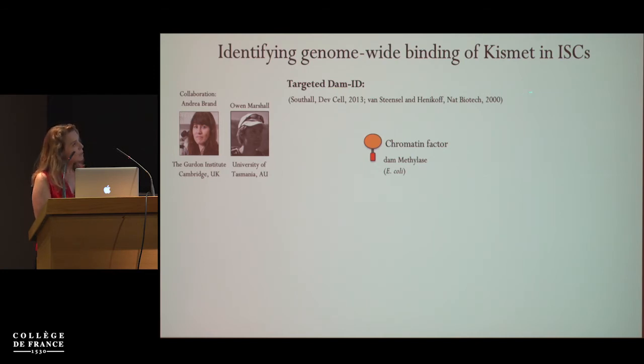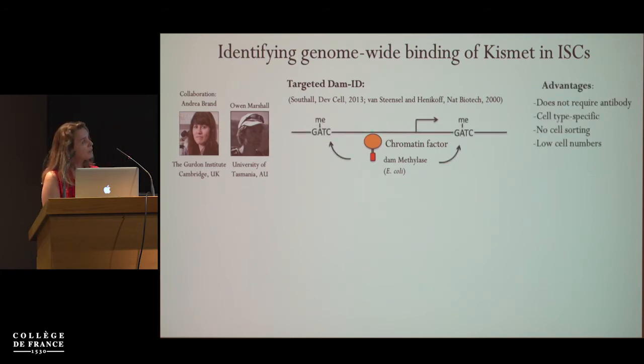The way that this works is that you make a transgene that encodes your fusion, a gene encoding your fusion protein of interest, a chromatin factor, a transcription factor. This is then directly fused to a Dam methyltransferase that comes from E. coli. And this Dam can methylate the genome at GATC sites, which can then be digested and processed and mapped onto the genome to have a proxy for where your factor of interest is binding.